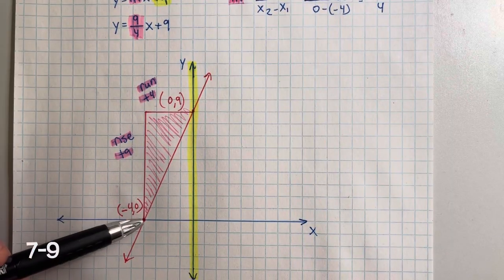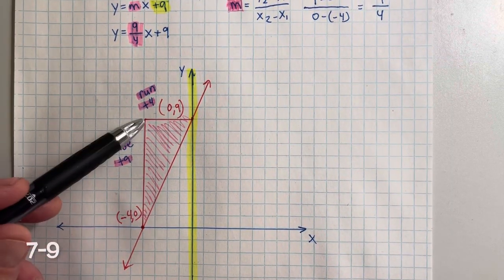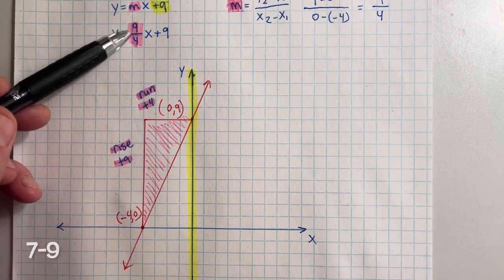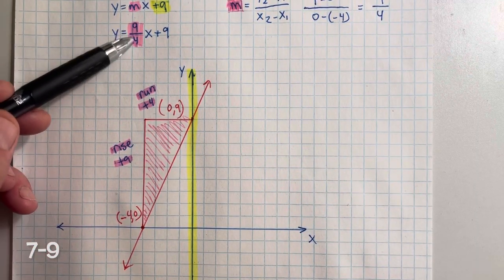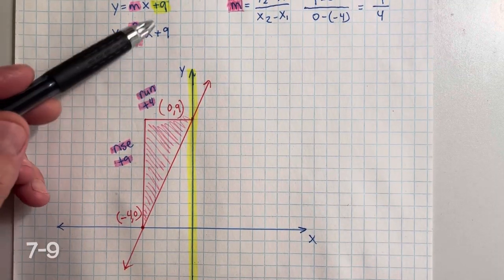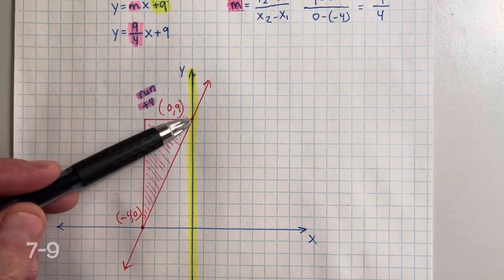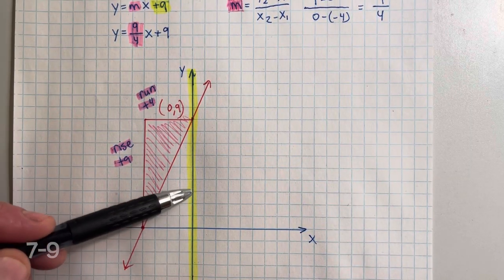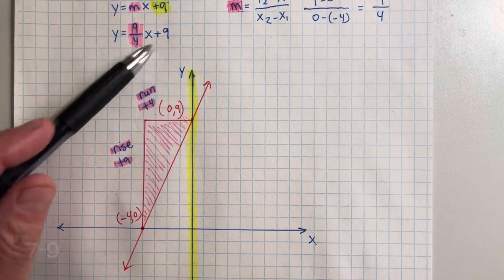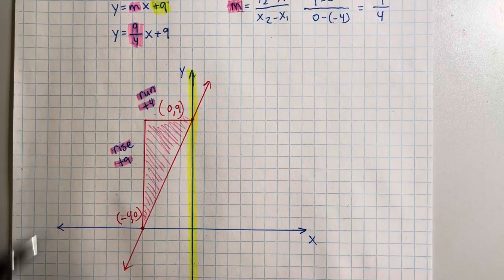And then I just found the rise over run for the slope, and it rises positive 9, runs positive 4, which gives us 9 over 4. Remember, rise over run. And then the y-intercept, the b, is where it crosses the y-axis, which is at positive 9. 1, 2, 3, 4, 5, 6, 7, 8, 9. So it also gives us the equation of the line by graphing it.